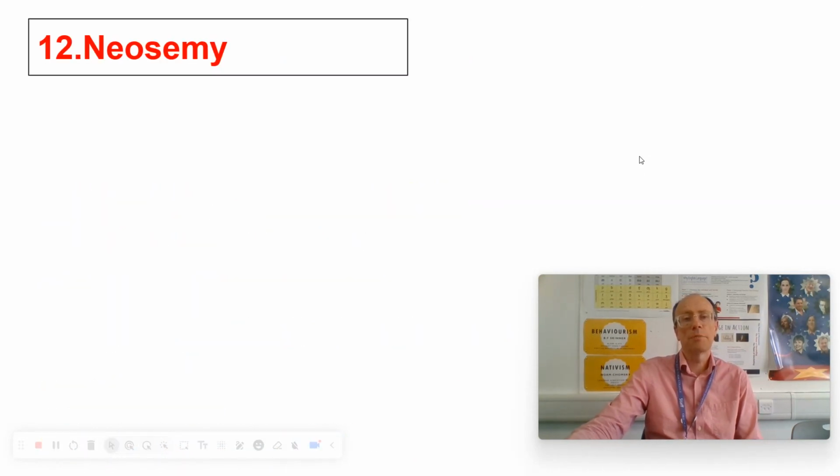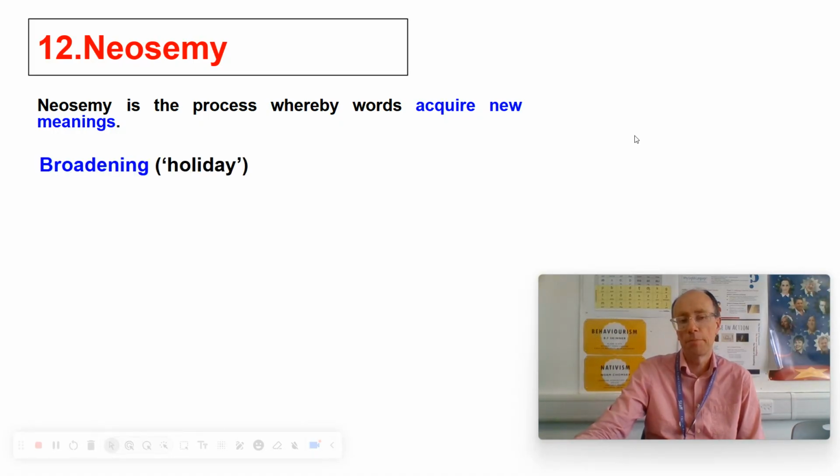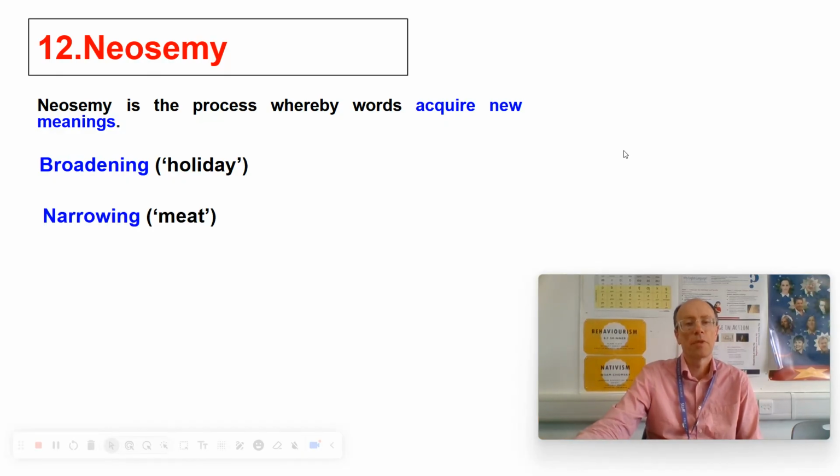Our 12th one is about neosemy. So semy on the end of a word means semantic meanings, and neo means new. So this is the process whereby words acquire new meanings. Perfectly natural process. Here are some examples. So some words broaden. Take the word holiday, medieval English, holy day, when you are praying to God, and now we're eating ice cream at Saltburn.